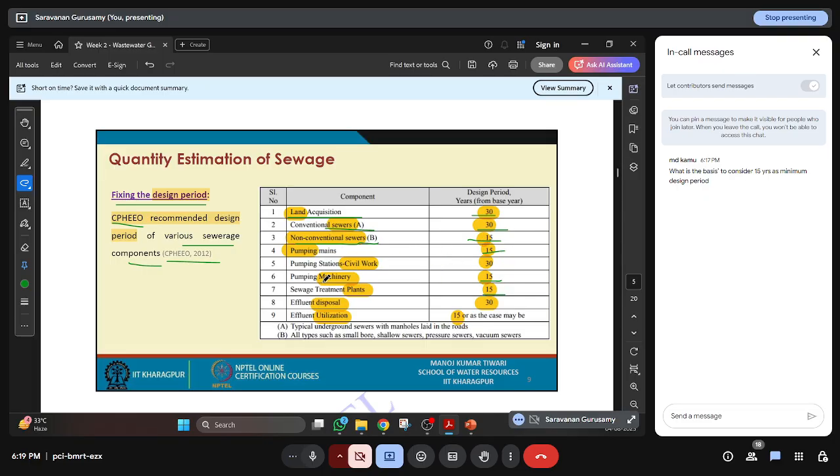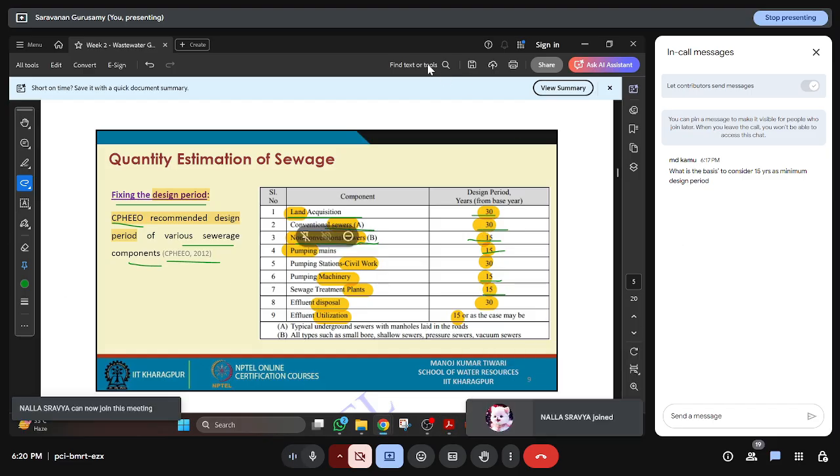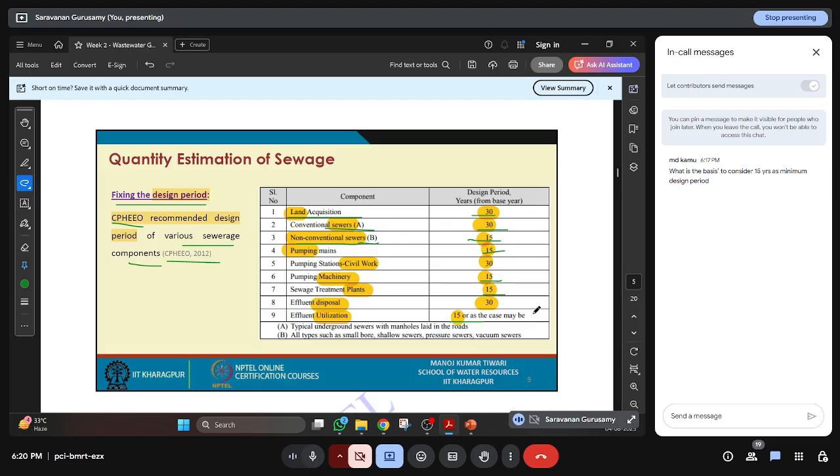Machineries I have to consider for 15 years, because in the economic calculation of the pump, I also have to calculate the depreciation value for 15 years, so that I can buy a new pump in the next 15 years, right? That will also come up in environmental economics. The sewage treatment plant I have to design for 15 years, effluent disposal for 13 years, and effluent utilization for 15 years; that may vary with the case.